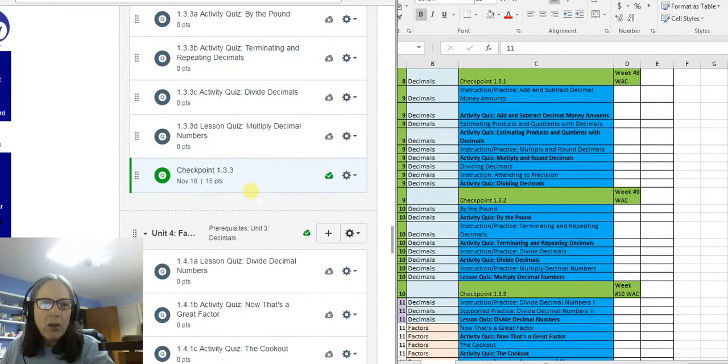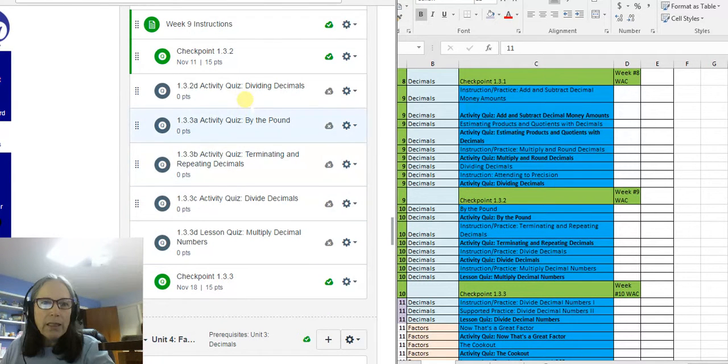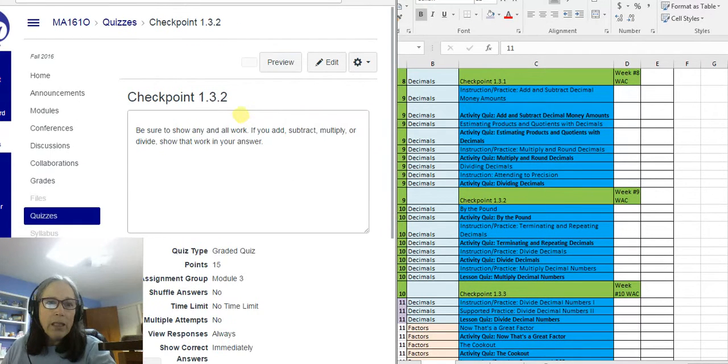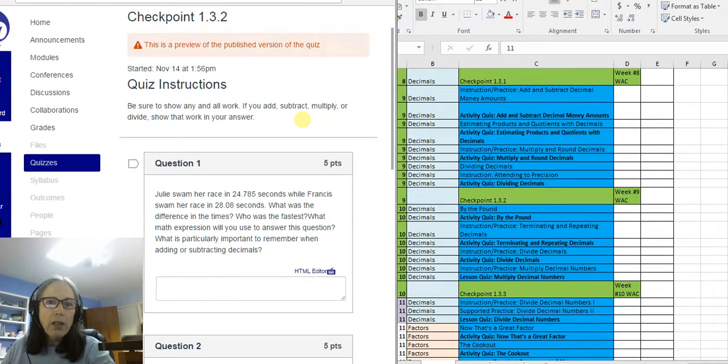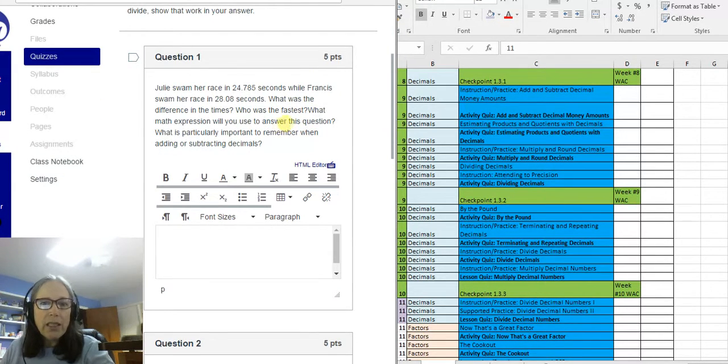Okay, so week 9 was checkpoint 1.3.2. So many of you may still be on this one. So I'm going to do a quick preview of it, and then we'll go over it in depth, or an example similar to this in depth, at the conference on Thursday.